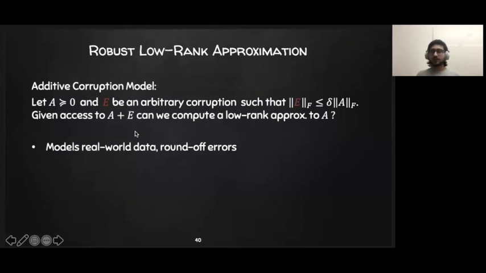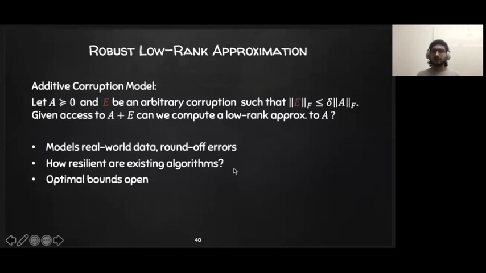This additive corruption model is designed to capture real-world data, which need not be exactly PSD, and may be subject to round-off errors, etc. From a theoretical perspective, it helps us evaluate how robust our algorithms are to the underlying assumptions, such as PSD-ness. We provide some initial results on this problem, but obtaining optimal bounds in terms of running time and sample complexity are still open, even when you're allowed to query the whole matrix.